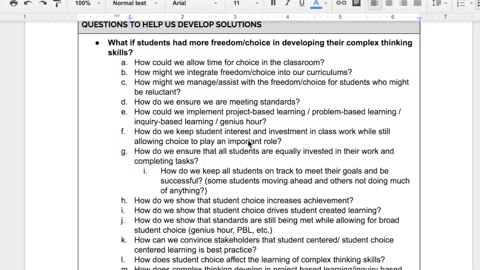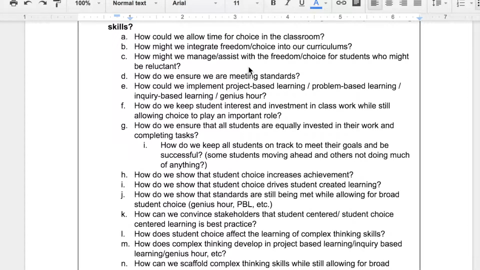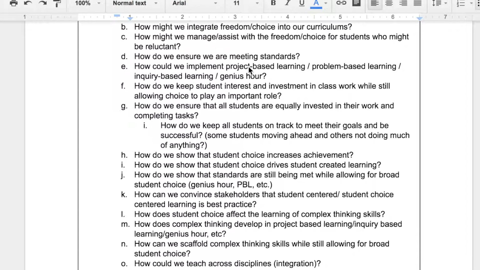In our shared Google Doc, we began asking questions to help us develop solutions. So we started with the what if question of, what if students had more freedom or choice in developing their complex thinking skills? And we asked lots of how might we or how do we questions.